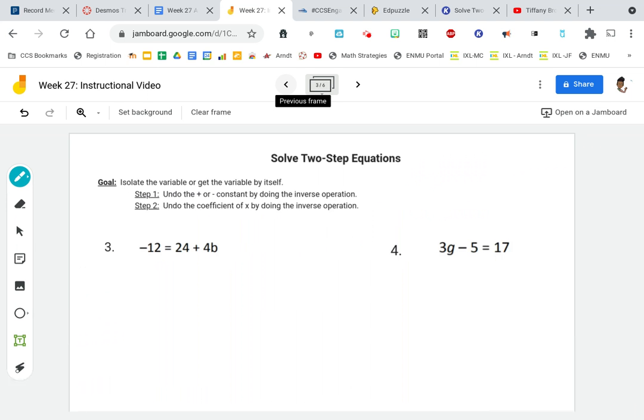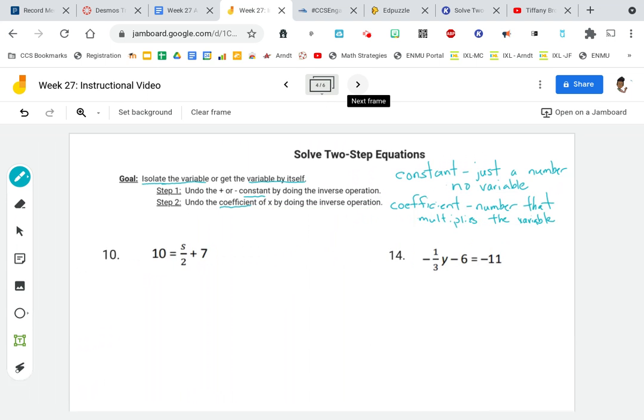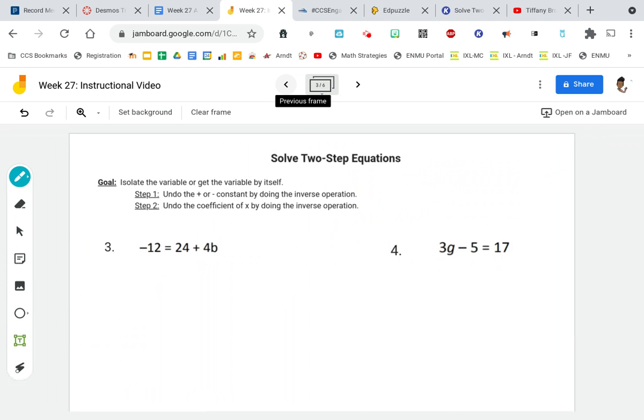And I actually meant to start on this slide. So let's go to this first slide. So problem number 3 says negative 12 equals 24 plus 4b. Okay, so equations have two sides. And how do I know what's the difference between one side or the other? That equals mark tells us which side is on the left and which side is on the right. Everything on the left of the equals mark is on the left side. Everything on the right of the equals mark is on the right side.